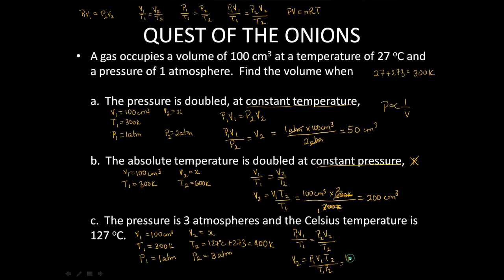Substituting 1 atmosphere times 100 centimeters cubed times T2, 400 K, over T1, 300 K, times P2, 3 atmospheres. The atmospheres cancel out. The zeros and the kelvins cancel out. And now we can calculate. So you now see 100 times 4 divided by 9. And did the volume decrease? Indeed it did. It's now 44.4 centimeters cubed, or you could just round it off to 44.